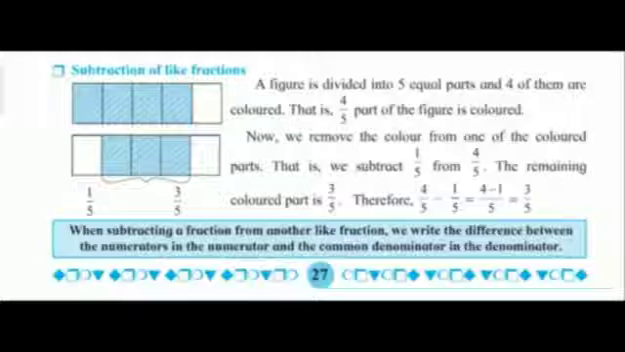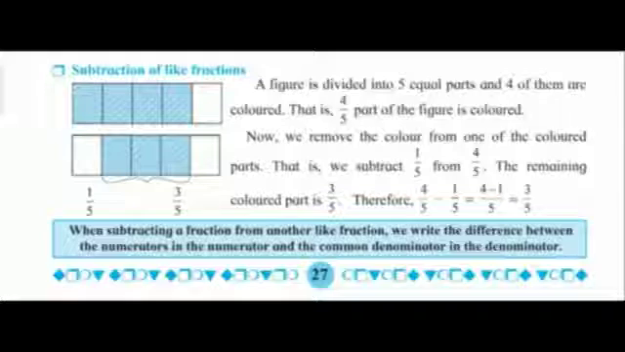A figure is divided into 5 equal parts and 4 of them are colored. 5 parts are there and among them 4 are colored. That is 4 upon 5 part of the figure is colored. Okay, now we remove the color from one of the colored parts, that is we subtract 1 upon 5 from 4 upon 5. The remaining colored part is 3 upon 5.